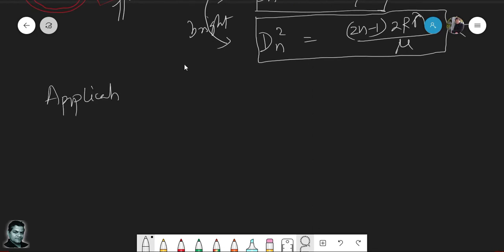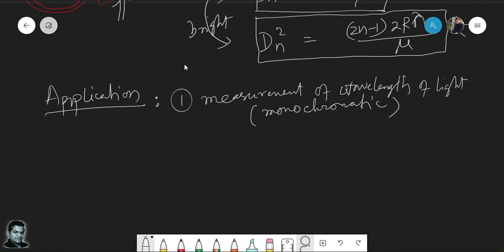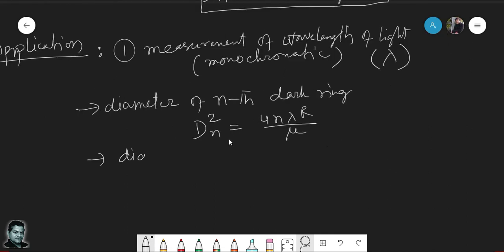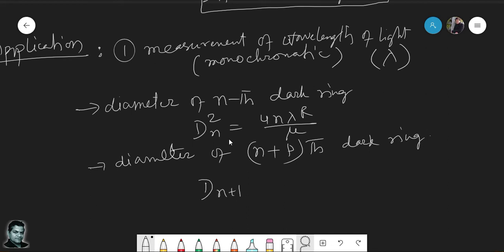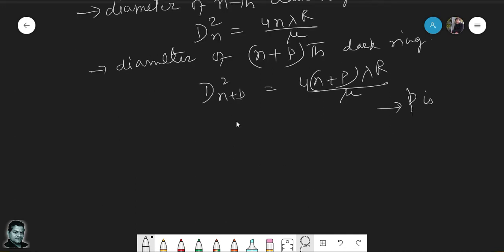The first application is the measurement of the wavelength of light, that is a monochromatic light. Let's say this wavelength is λ. How to measure this? With this Newton's ring setup, we measure the diameter of different rings. So let's say the diameter of the nth dark ring is given by D_n squared = 4nλR/μ, and similarly the diameter of the (n+p)th ring, which is also a dark ring, would be D_{n+p} squared = 4(n+p)λR/μ, where p is just some integer.